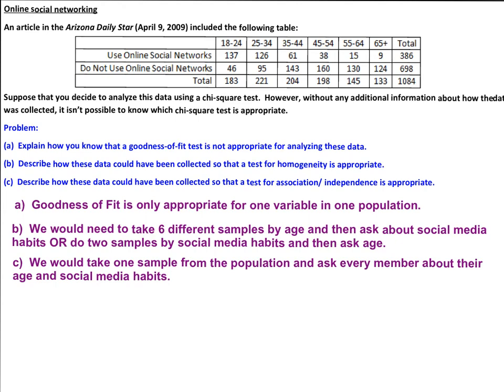The tests are so similar. The penalty for doing the incorrect one is super minimal. On a test, I think it's like half a point or something, because you named the wrong test and you lose the half point and that's it. So keep that in mind. If you got it down to those two, that's great.